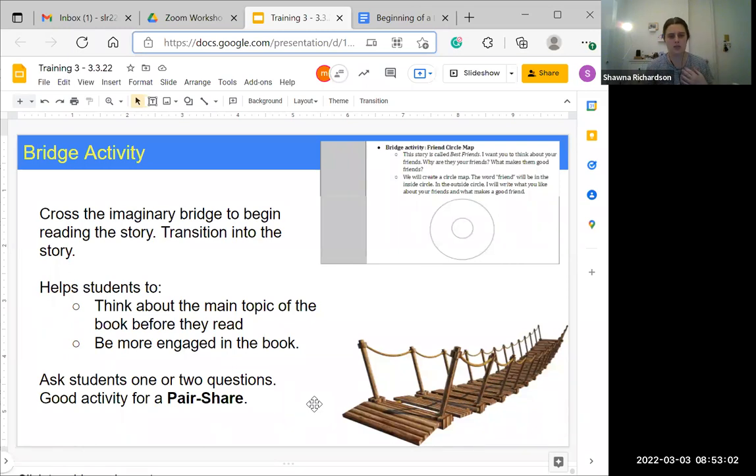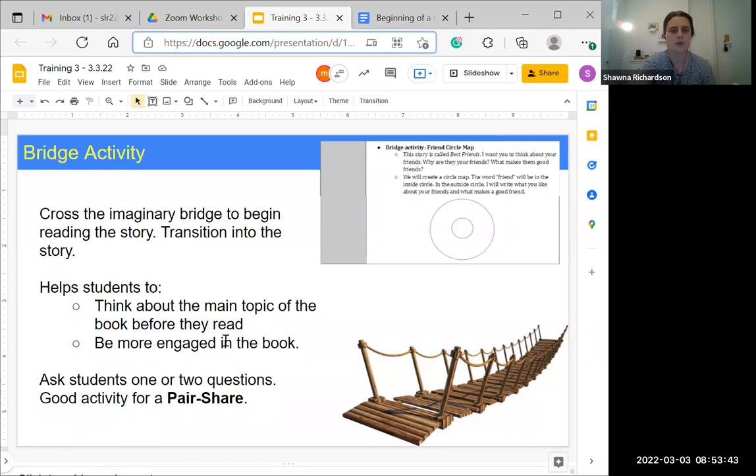It gets students to think about the main topic of the book. For example, in Best Friends, the bridge activity we used is called a friend circle map. This gets students thinking, just like you did at the beginning of the session, about what makes a good friend? Who are my friends? Why are they my friends? And when they start reading about the best friend, they'll be connecting it to their own life and their friends.